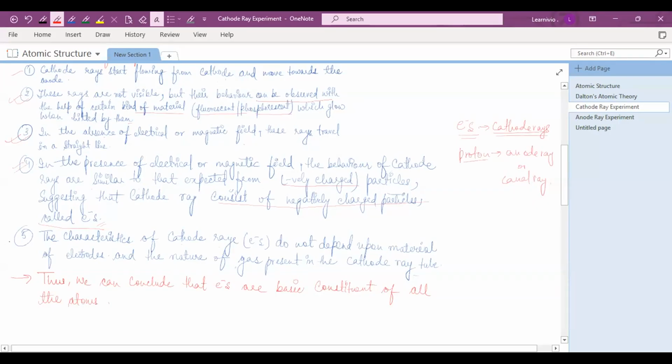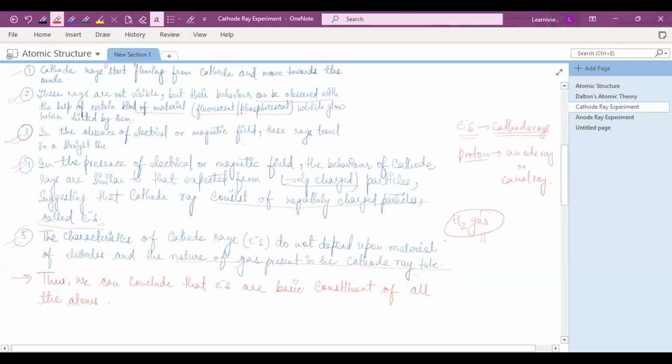The fifth point was that the characteristics of cathode ray, which is the electrons, do not depend upon the material. As you asked earlier, whichever metal they took, you can take any metal. It doesn't depend upon the material of electrodes and the nature of gas present in the cathode ray tube. But we prefer hydrogen gas.